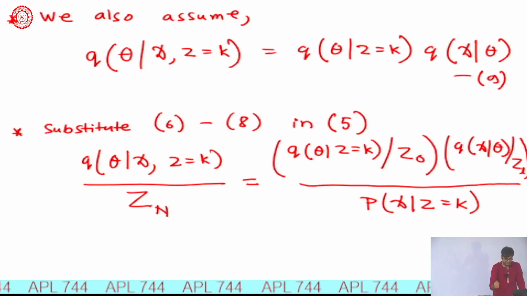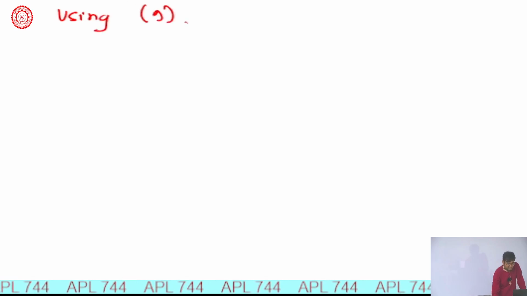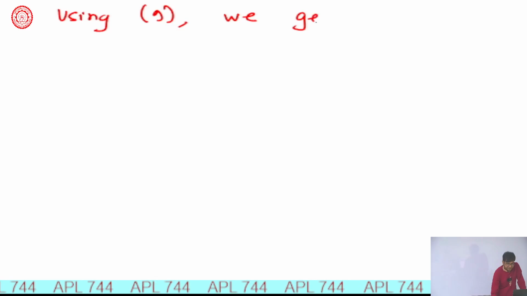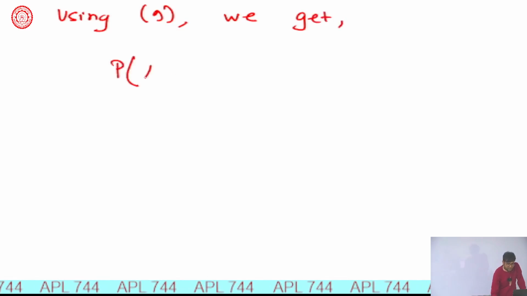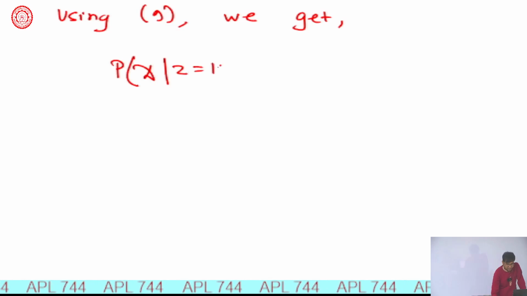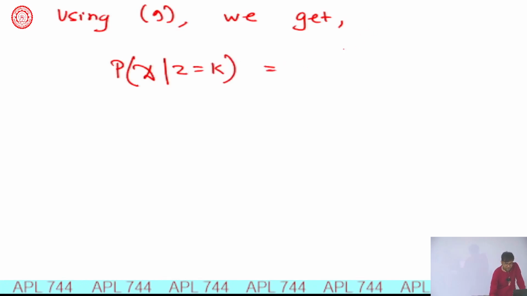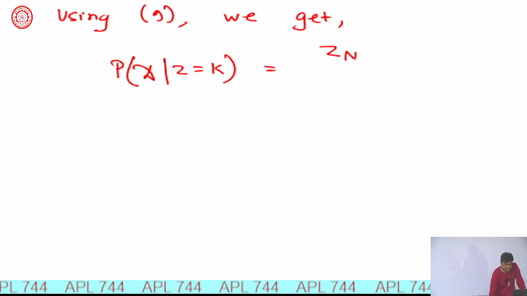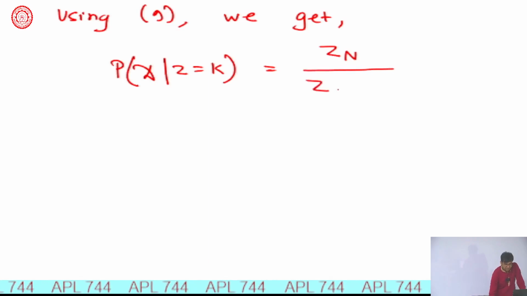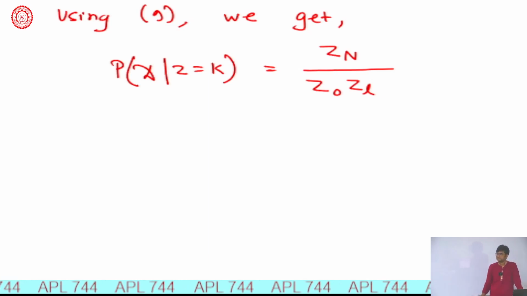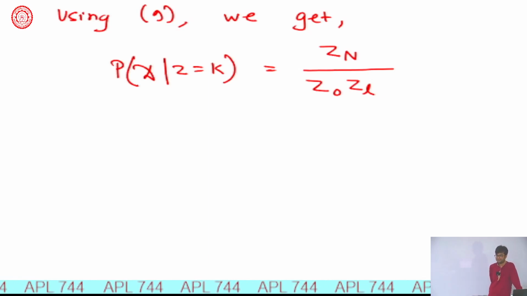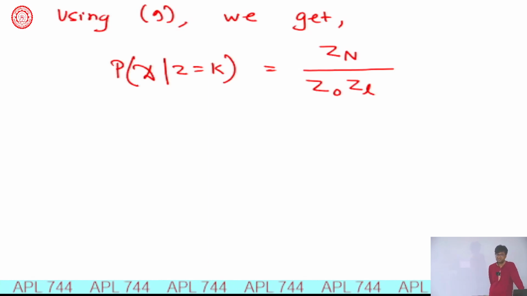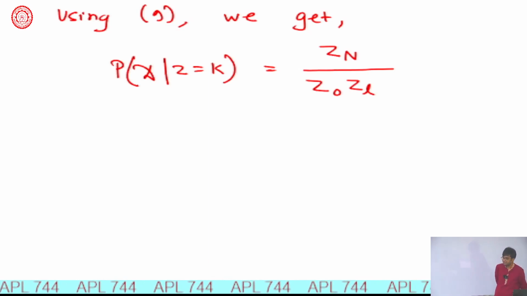So, using equation 9 we will get, let me write here, probability of d given z equal to k will be equal to, I think in the numerator you have z n I guess, and in the denominator you will have z naught z l, because the q will cancel each other out, right. So, what does it say to you?